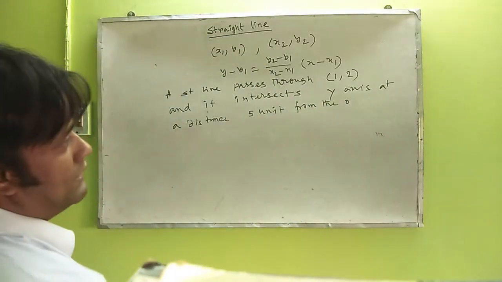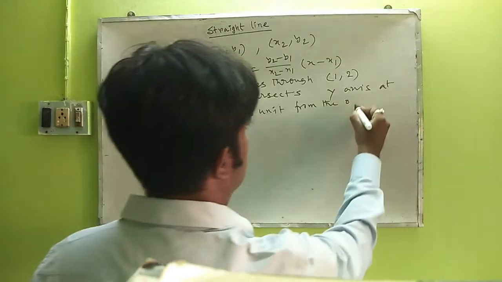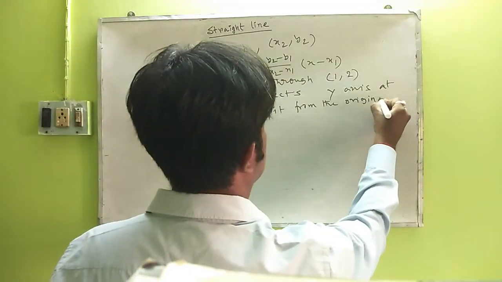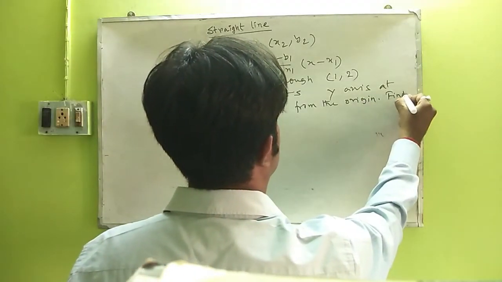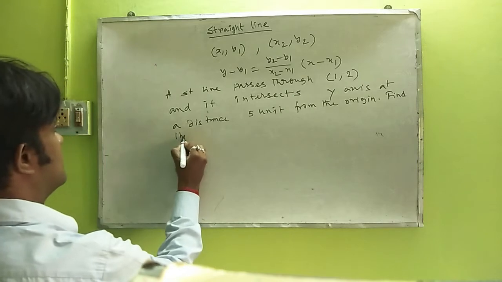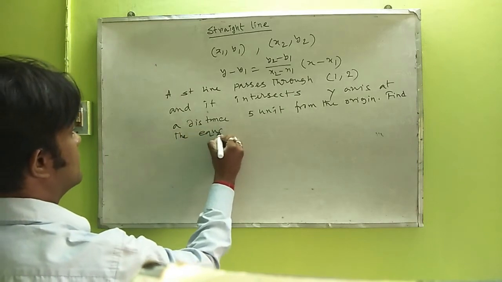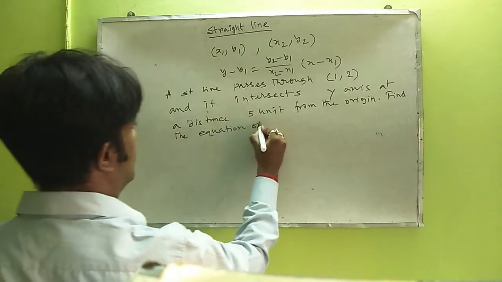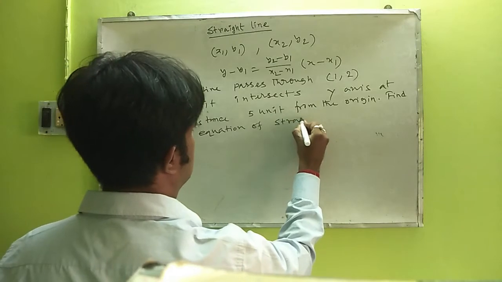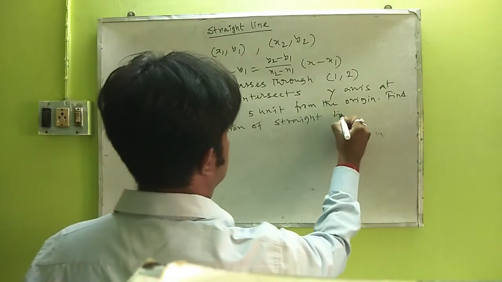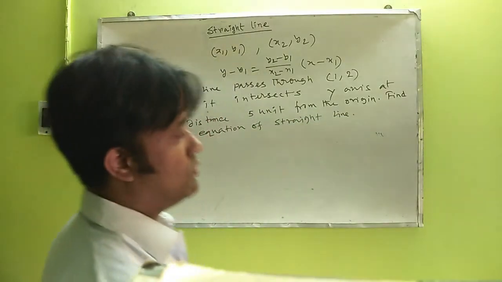It intersects the y-axis at a distance of 5 units from the origin. Find the equation of the straight line.